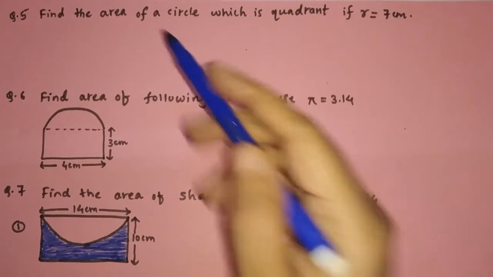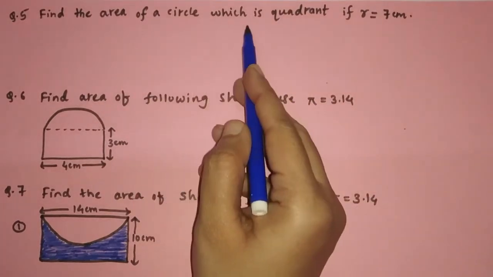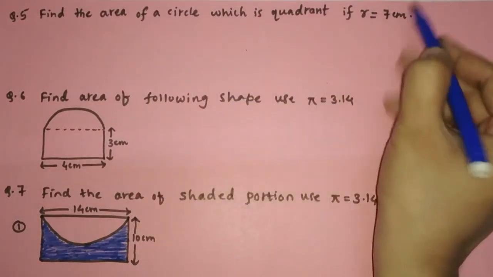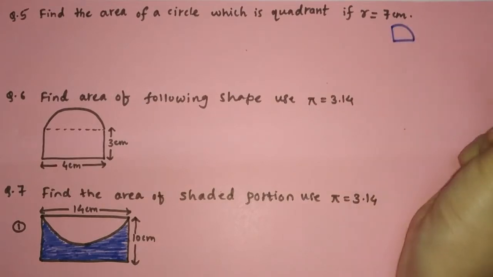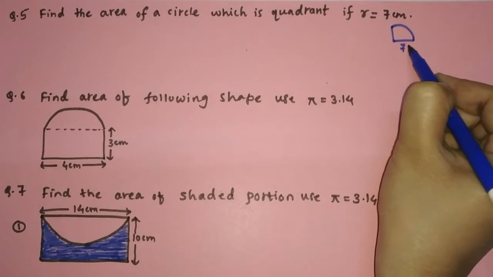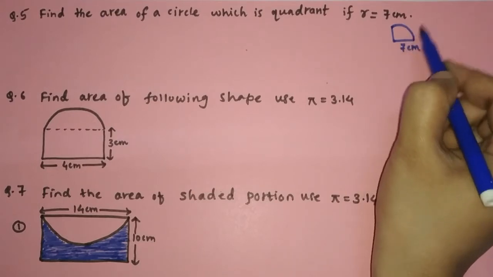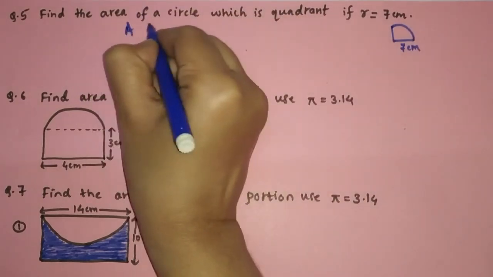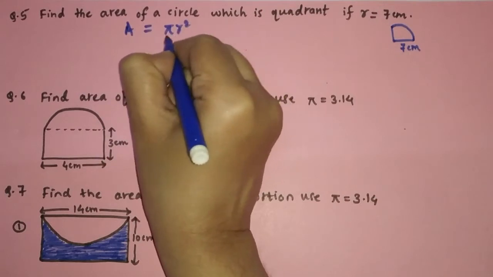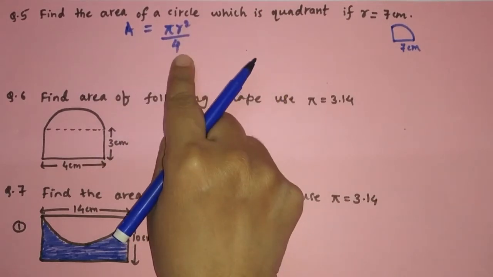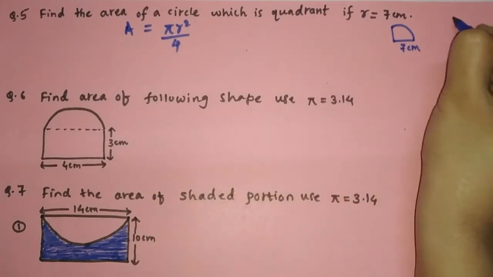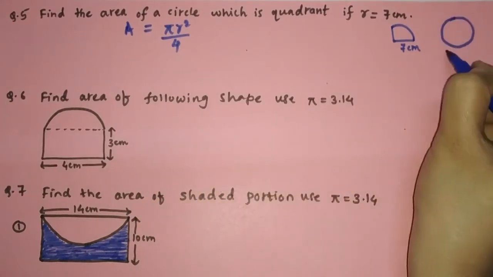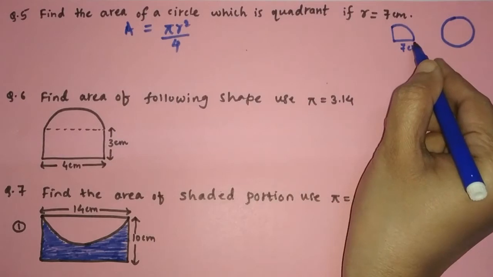Now friends, another question is, find the area of a circle which is a quadrant. So quadrant is nothing but the 1/4 part of a circle, means this one. And radius is given as 7 centimeters. So we have to find out this area. So area here is going to be pi r square divided by 4. I have taken divided by 4. Why? Because quadrant is a 1/4 part of the circle. This is a whole circle, and its 1/4 part is going to be this quadrant.